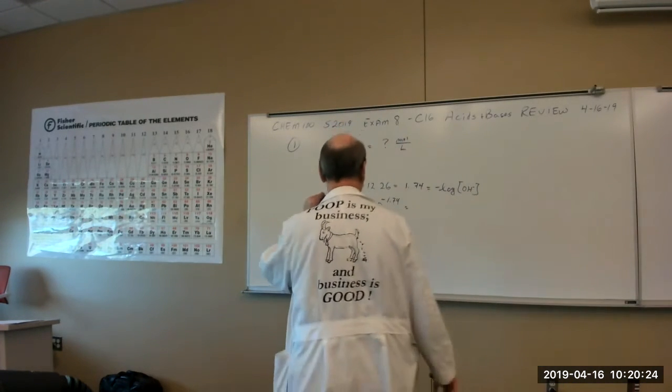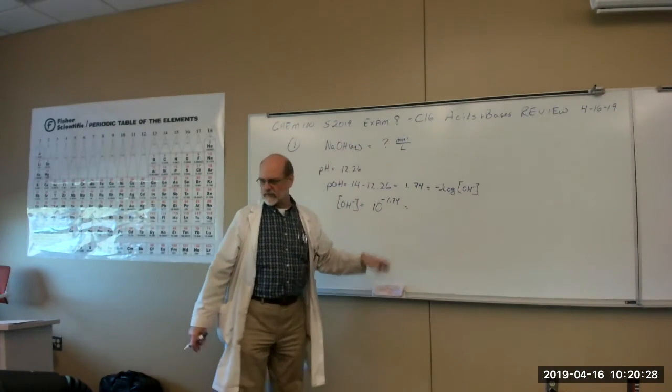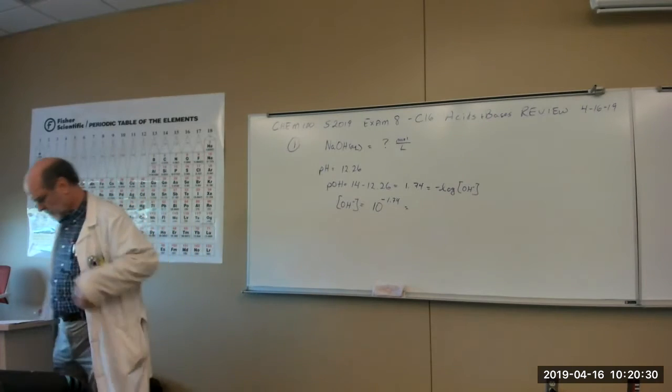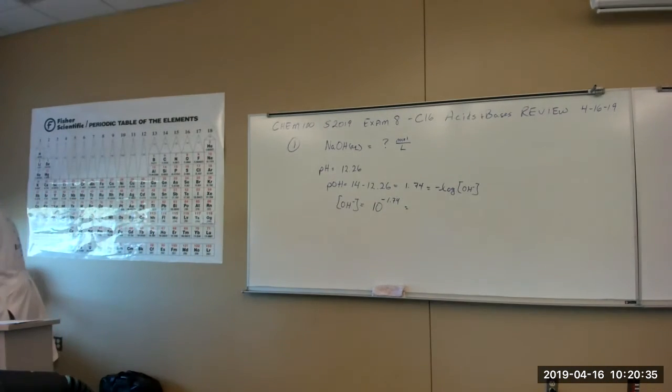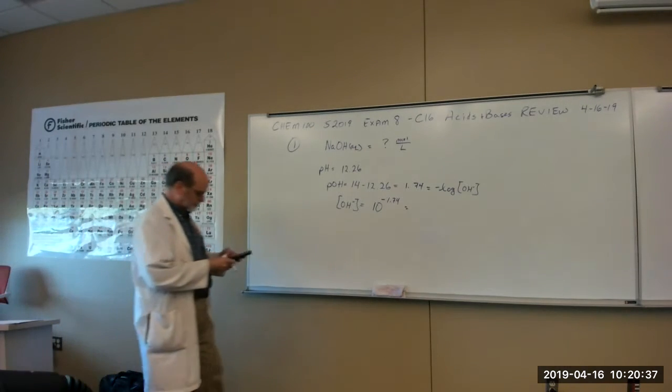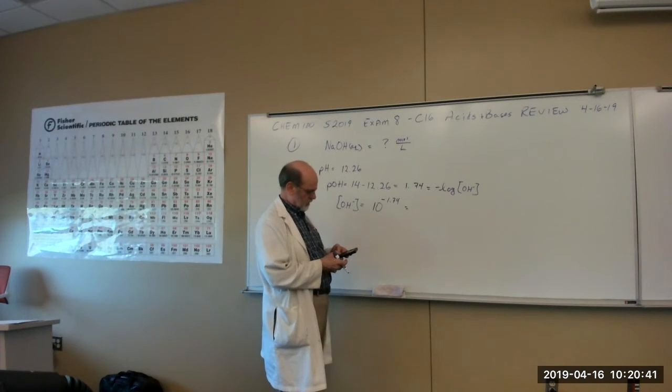I can't use this text. Okay, so if we do this, what do we get? So I've got a calculator in my pocket. So 1.74, and I'll change my sign, and then I'll go 10 to the x, if I can find it.